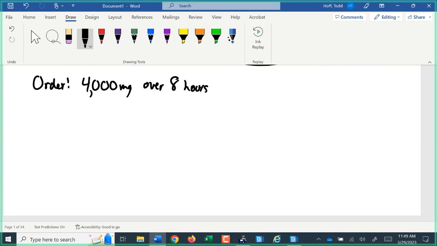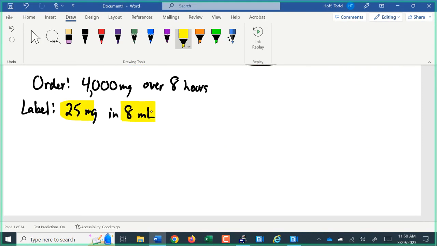But then we also look at the label on the bottle, or on the supply, if you want to call it that, and it tells us that that is constituted at 25 milligrams in 8 milliliters. So this is telling us that 25 milligrams of medication is equivalent to 8 milliliters. We mentioned this before, that those are equivalencies and we can use them as conversions. That's saying 25 milligrams equals 8 milliliters.